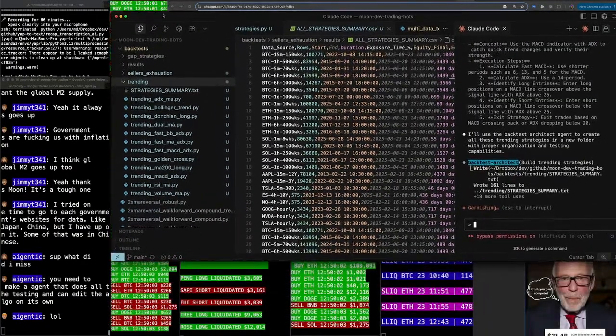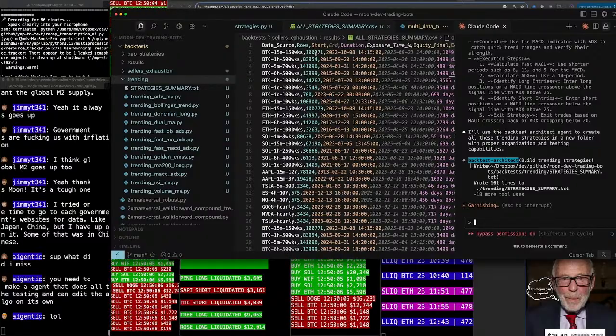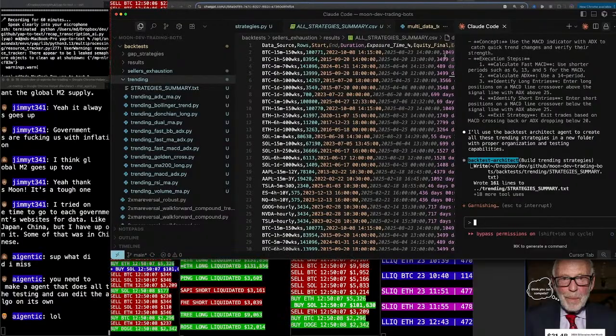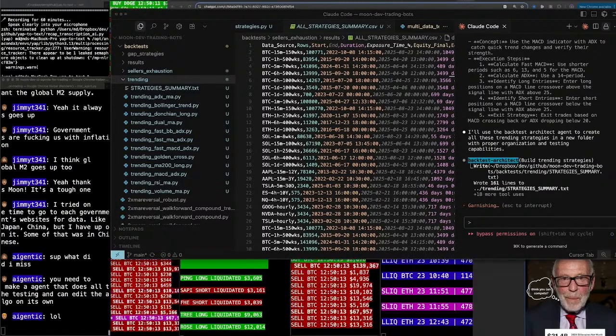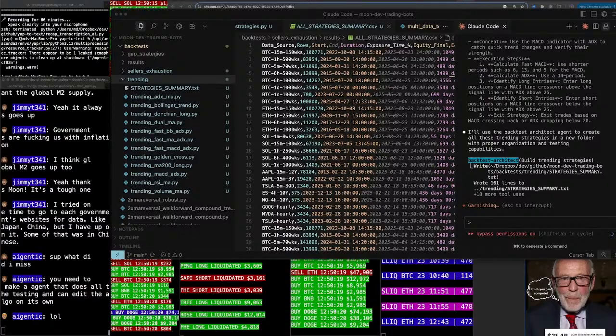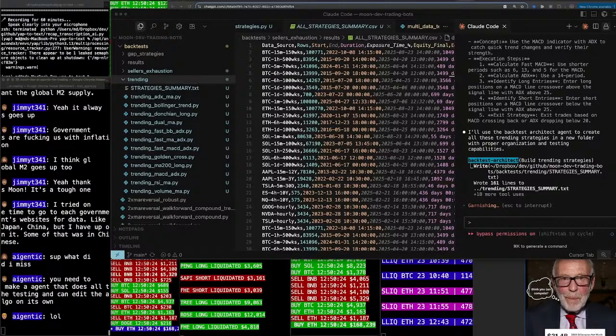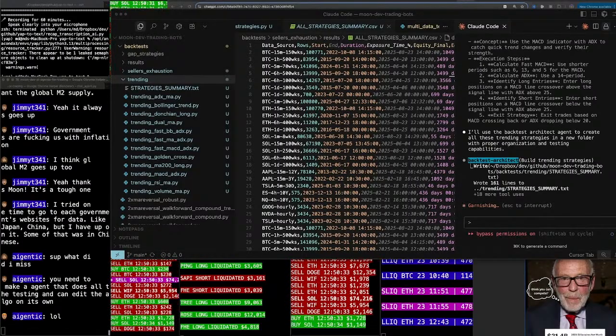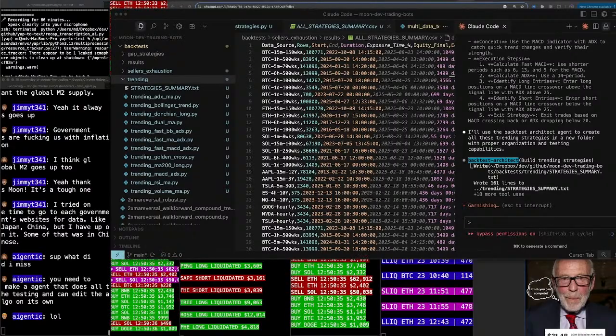Well, that is cool. So, backtest architect here, we're using our subagents. I love this backtest architect, dude. I love it.